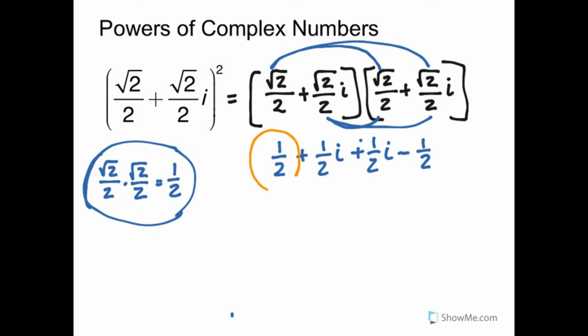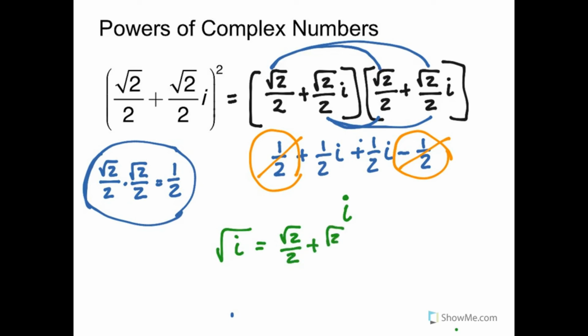Well, my real parts, 1/2 and negative 1/2, cancel out here. And so all that's left is this imaginary part. 1/2 i plus 1/2 i is i. This square root of 2 over 2 plus square root of 2 over 2 i, when we square it, we get i. So that tells us that the square root of i is equal to this complex number, square root of 2 over 2 plus square root of 2 over 2 i. That's kind of cool.